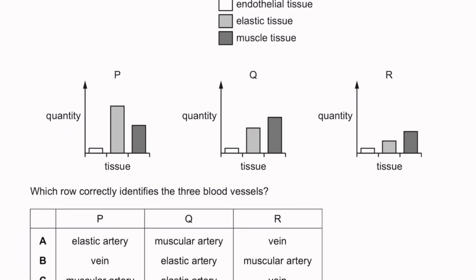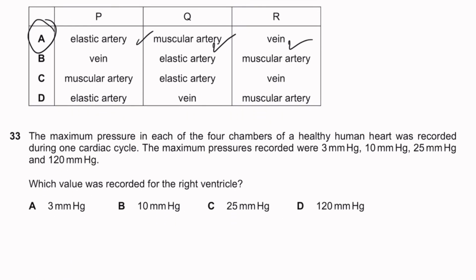32. The bar charts show the quantity of endothelial, elastic, and muscle tissue in the walls of 3 blood vessels, P, Q, and R. So which row correctly identifies the 3 blood vessels? So endothelial tissue is present everywhere. However, elastic tissue is higher in P, so it shows it's an elastic artery. Muscle tissue is really high in Q, so it shows it's a muscular artery. In R, it has a low proportion of everything. I would assume it's a vein. So P, elastic artery, Q, muscular artery, and R, vein. Answer here will be A.